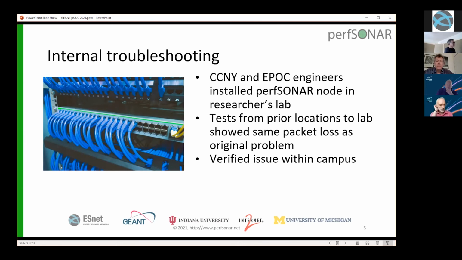So testing from inside of this researcher's lab to those same perfSONAR nodes outside in the wild showed the same packet loss. So we knew that the packet loss was not limited to the GRE tunnel, that it wasn't something specific with that encapsulation that was going on, that there were connectivity issues just in general from this lab to the outside world.